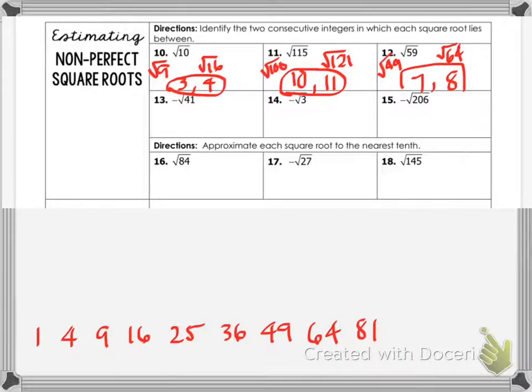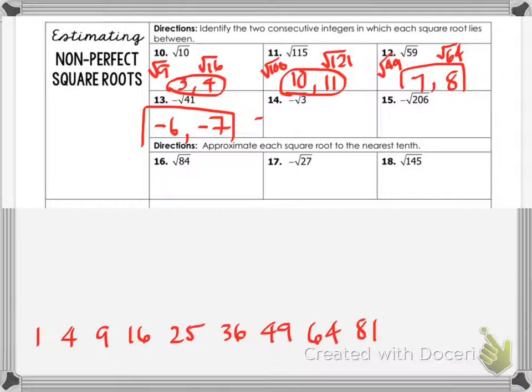All right, so we're looking at now the opposite of the square root of 41. So this is going to come between 36 and 49. And remember, you're going to look at the opposite of that. So the square root of 36 is 6, so the opposite of that is going to be negative 6. And the opposite of the square root of 49 is going to be negative 7. So it's going to come between negative 6 and negative 7.